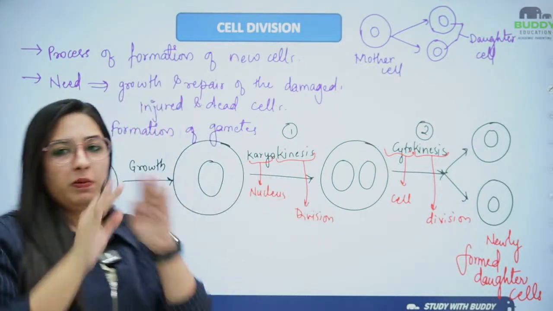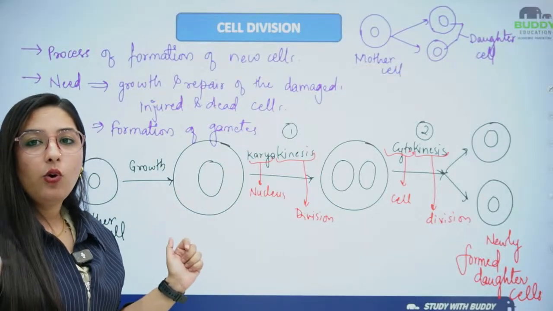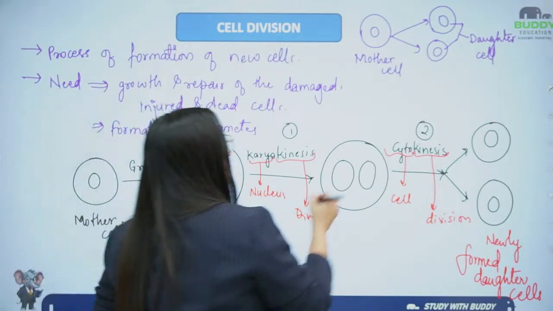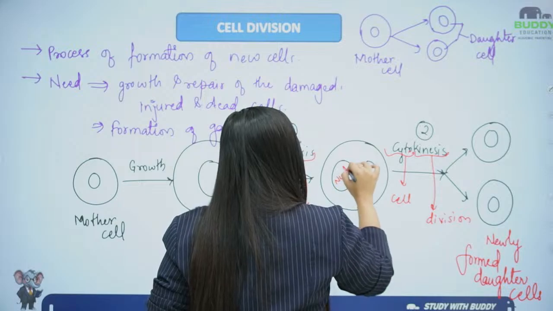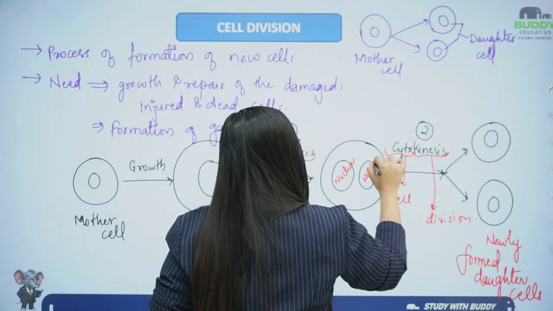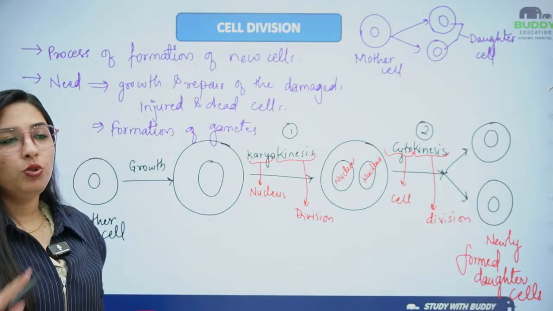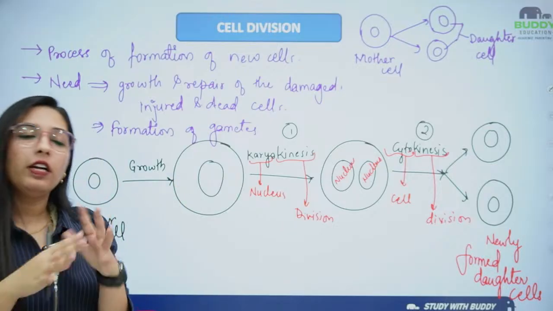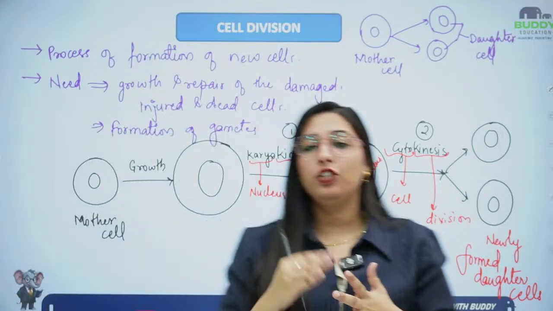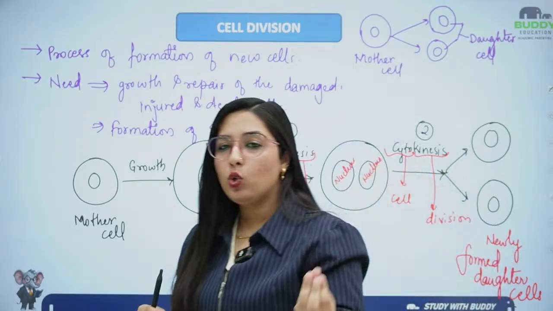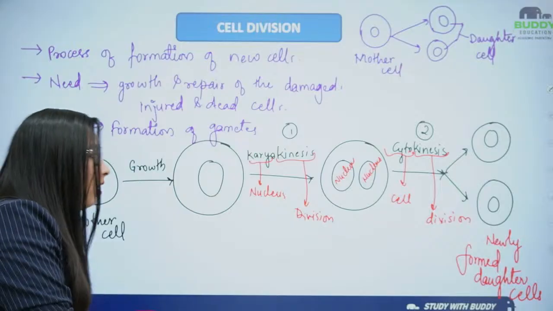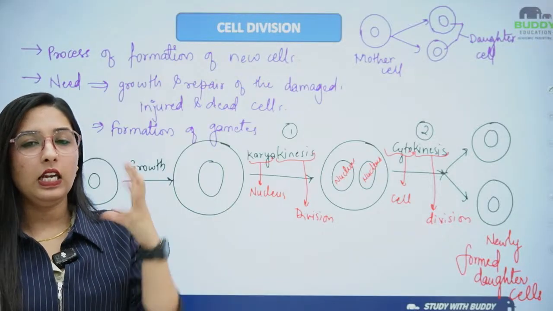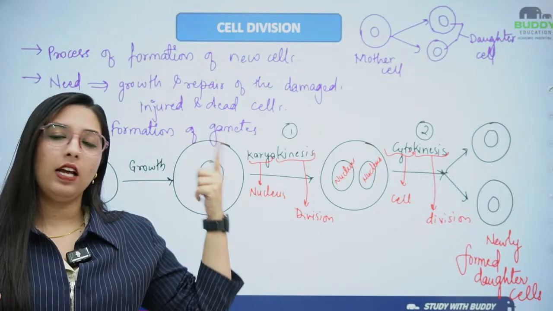So the first step will be the growth of the cell. Then there will be karyokinesis, division of the nucleus, so one cell will have two nuclei. This is my nucleus, and this is also my nucleus. Then the nucleus will divide, and the cytoplasmic content will divide too, and that process is known as cytokinesis. Then we will have two daughter cells. So cell division is basically a two-step process: one is karyokinesis, the other is cytokinesis.